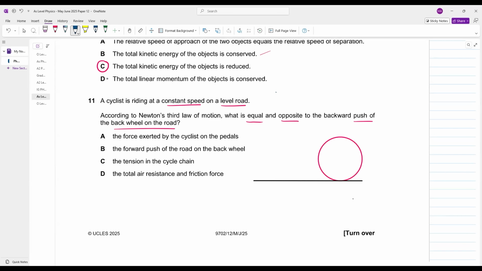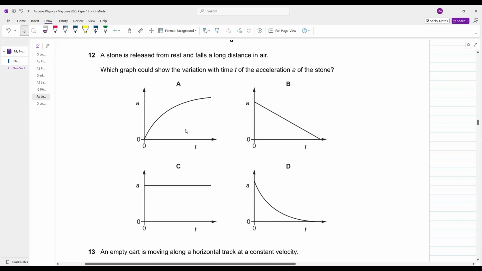What is equal and opposite to the backward push of the back wheel on the road? अच्छा back wheel जो है वो रोड पे इस तरह की फोर्स लगा रहे हैं. ओके ठीक है. Back wheel is applying a force on the road like this. What will be, according to Newton's third law, an equal and opposite reaction to this? The force exerted by the cyclist? No. The forward push by the road on the back wheel? Yes. रोड अगर बैक व्हील पे फॉरवर्ड डायरेक्शन में फोर्स लगाएगा, this is completely according to Newton's third law. चलो जी, let's move ahead.